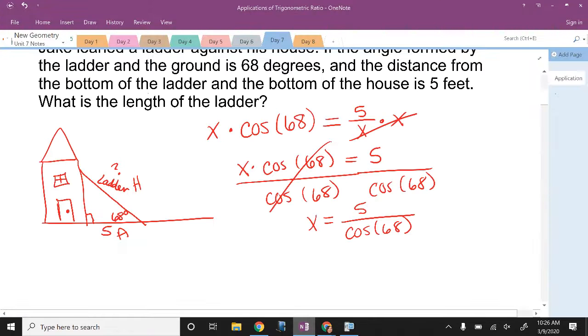So the hypotenuse, or the length of the ladder, is about 13.3 what? Feet. Now, word problems need words with your answers. So make sure you include units on these because these are application problems.